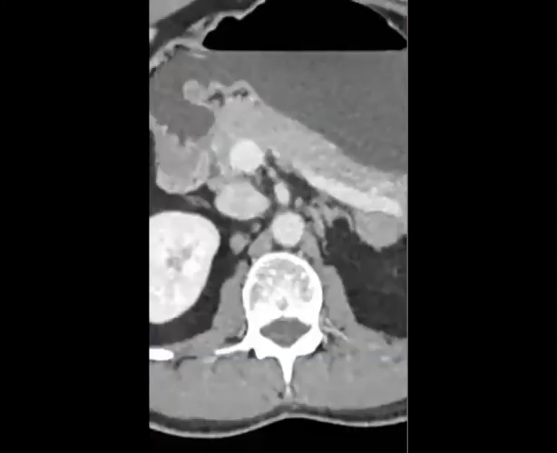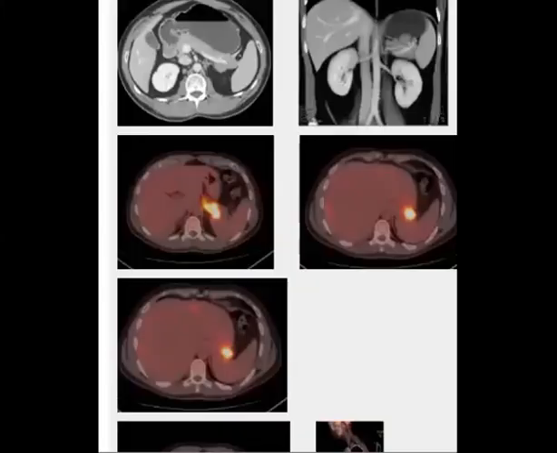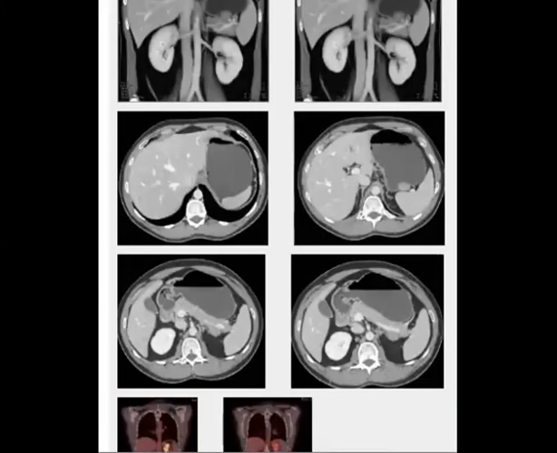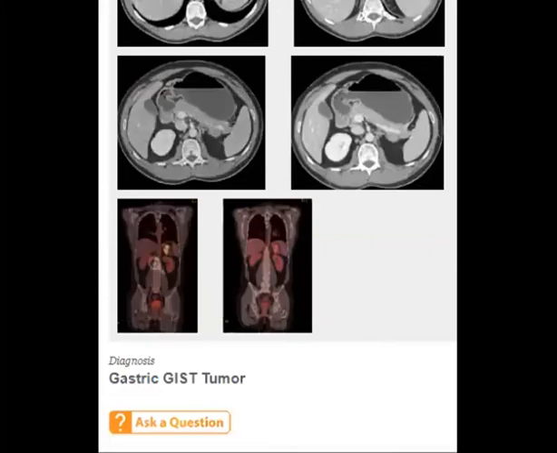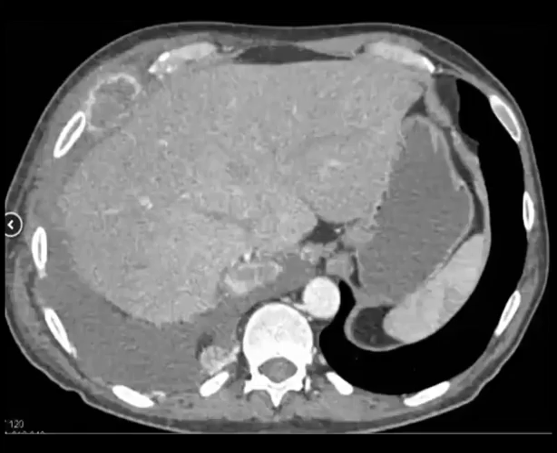Okay. So the answer, as I see that you know it already, is a gastric GIST tumor. Nice. I see that our stars today are still in good condition. That's good. So maybe we can show them this case. That means they can solve it as well. I trust in them.